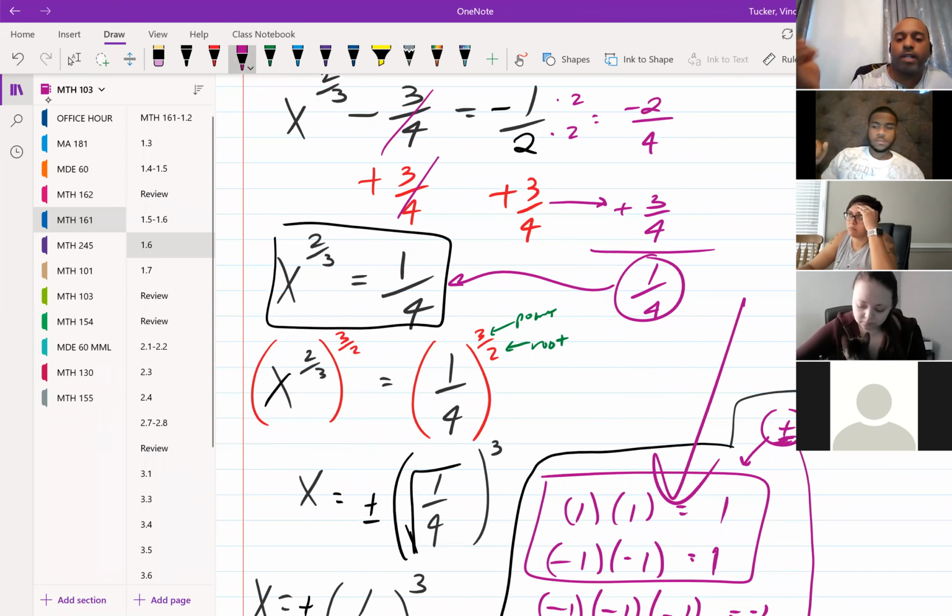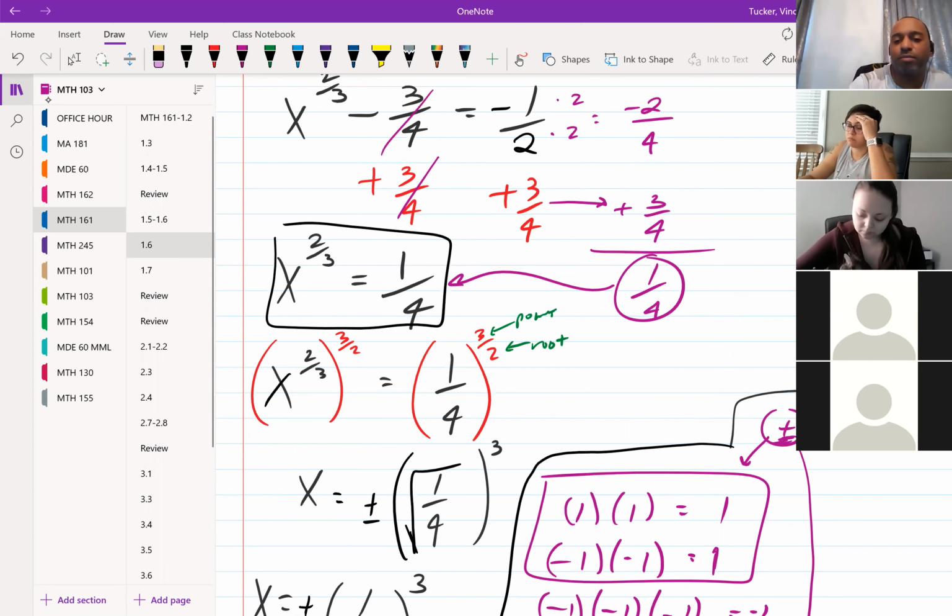Don't worry about this stuff on the right. I just haven't erased it. Somebody asked me that probably a couple of classes ago, something about signs.